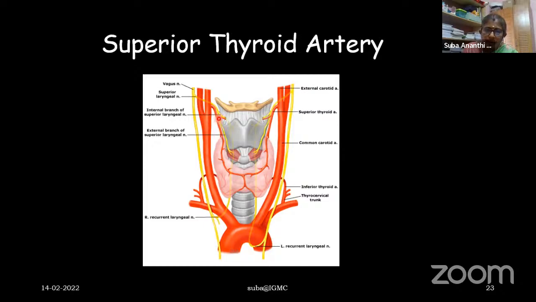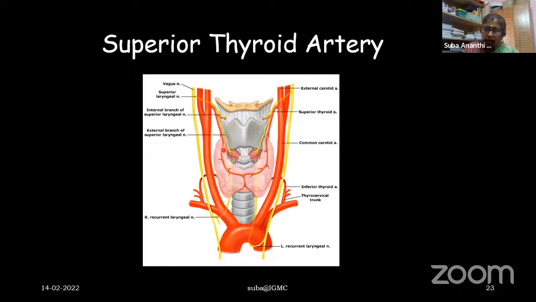Till here, you can see a nerve accompanying it. This nerve at its origin is the superior laryngeal nerve. Then it divides into internal and external. The internal has entered inside the larynx. Now it is the external laryngeal nerve which is accompanying the superior thyroid artery. As it approaches the apex of the thyroid gland, it splits into two branches.